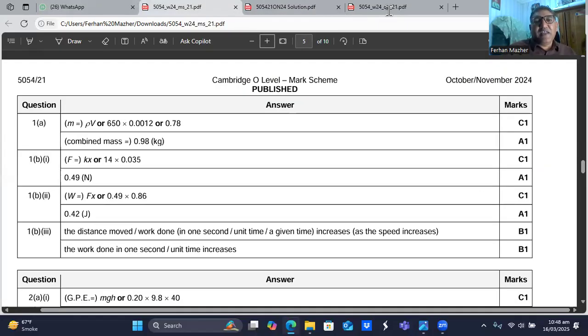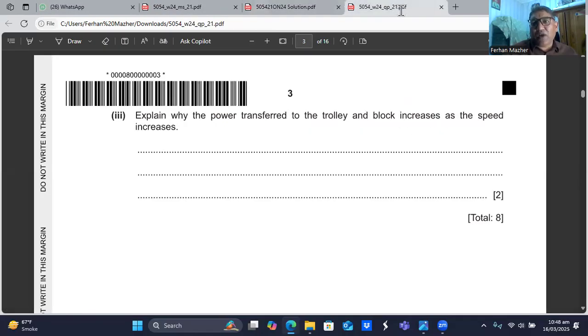So this is what we think. And he says that 1 mark is for saying that the distance moved, work done in 1 second, a given time, increases as the speed increases. The work done in 1 second, that's unit time, increases. So this is the marking scheme. I hope that you understand this. Okay, so we are going to the next question.